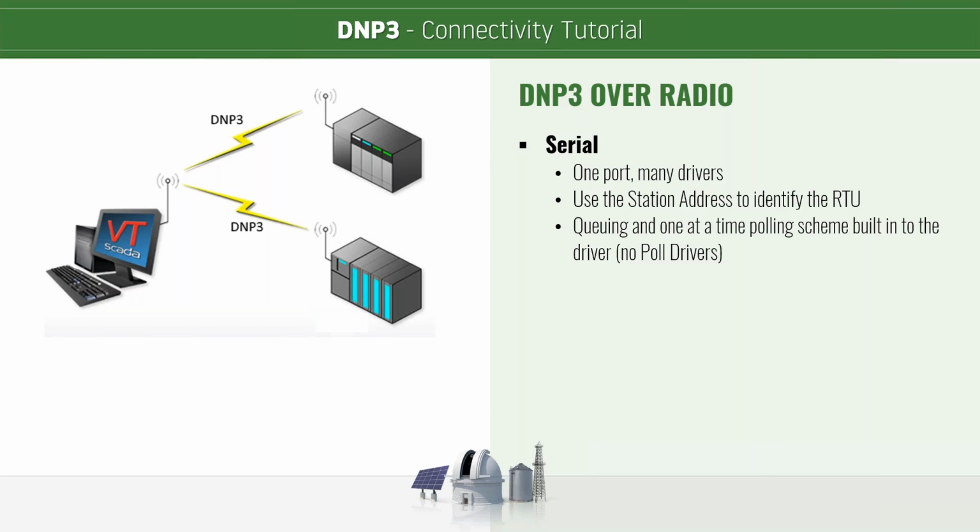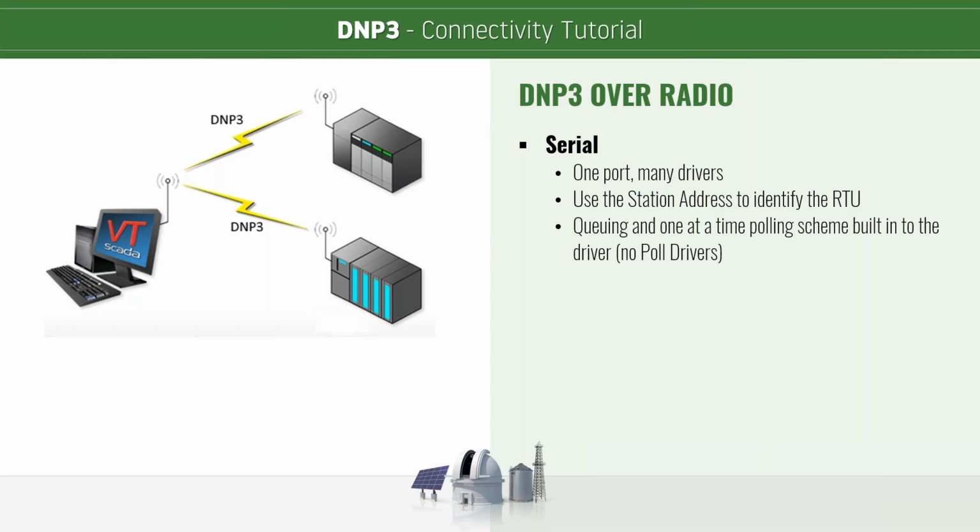The station address that we saw when we configured it, that's going to identify the RTU. And then we'll just broadcast everything out, and the individual RTU that wanted to talk to us is going to respond. And note that usually in VTScada, if you were communicating with Modbus or one of the Allen Bradley protocols or something else, you would use a poll driver for that. In the case of the DNP3 driver, that logic is all built in.